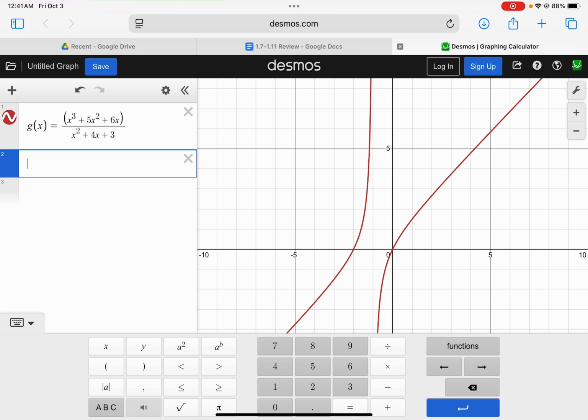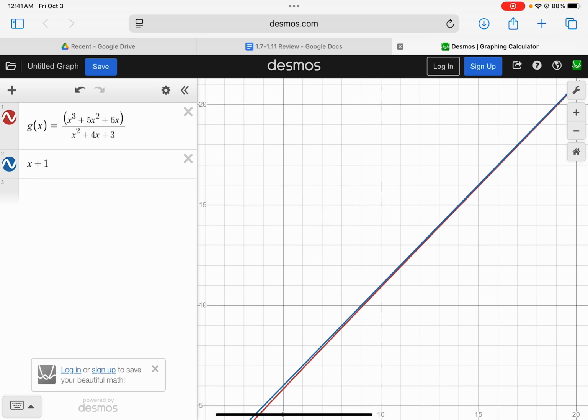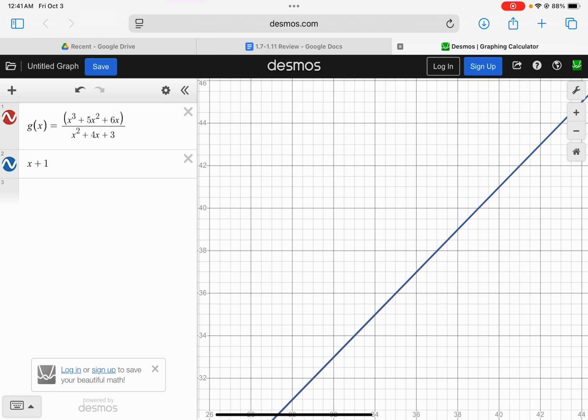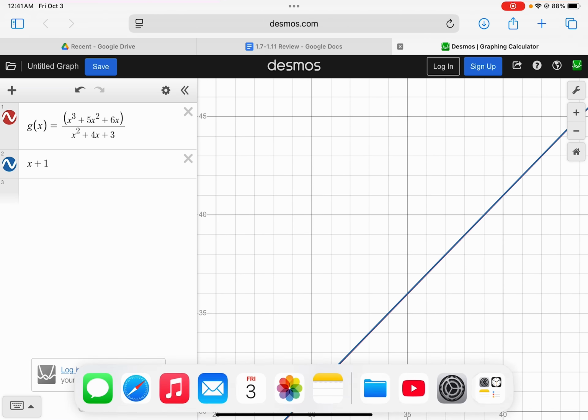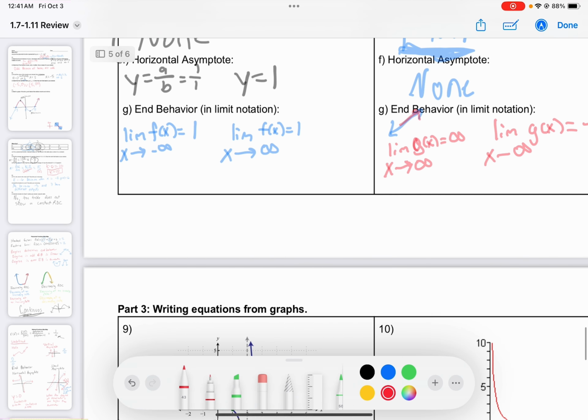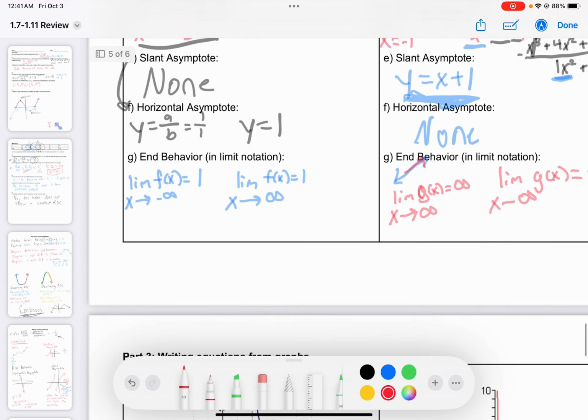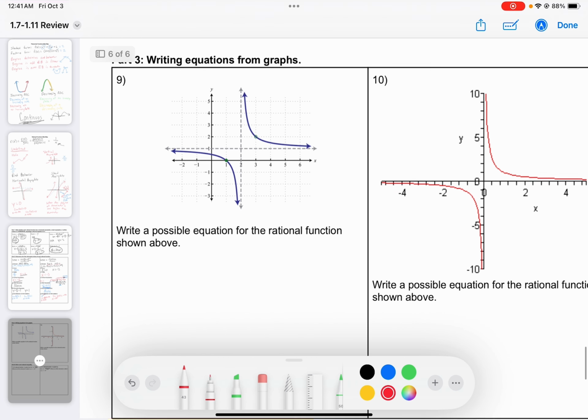And if I put a slant asymptote at x plus 1, look, that is the asymptote there. This is getting closer and closer and closer to it. And look, there's always a distance. It's getting closer to it, but it never hits it. That's what a slant asymptote is. All right. If you can do these and understand them, then you're doing well.